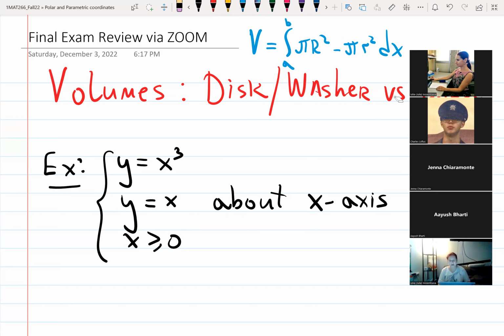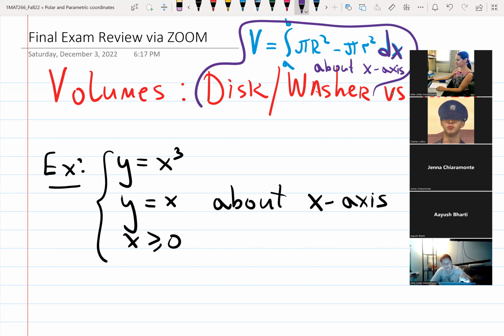Then we remember that if we're rotating about the x-axis or anything parallel to the x-axis, which is y equals 5, y equals 17, visually imagine what y equals 5 is. That is a horizontal line, parallel to the x-axis. Then it's a dx case. It makes sense that whatever is about the y-axis is the dy case for the washer and disk.